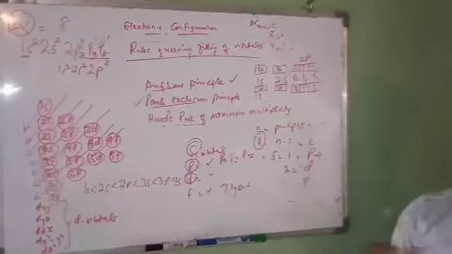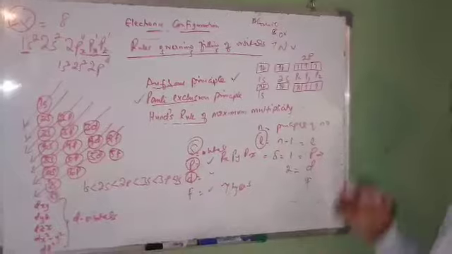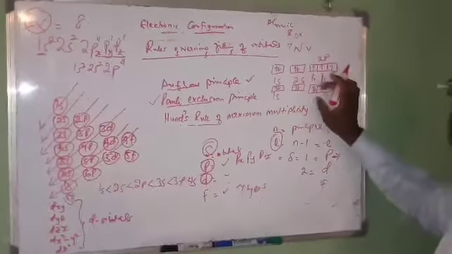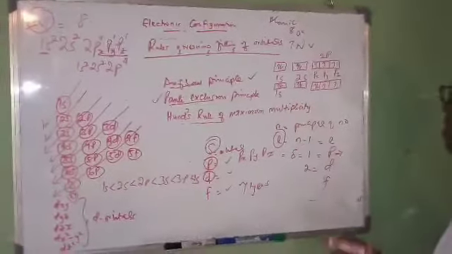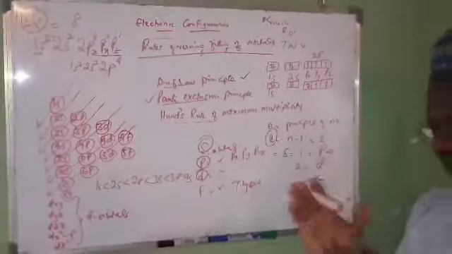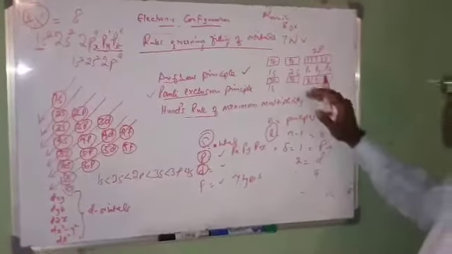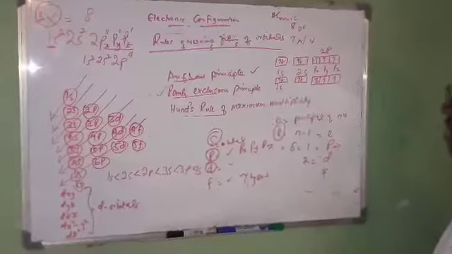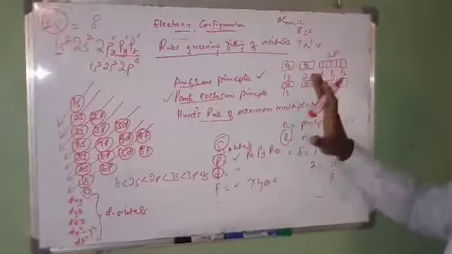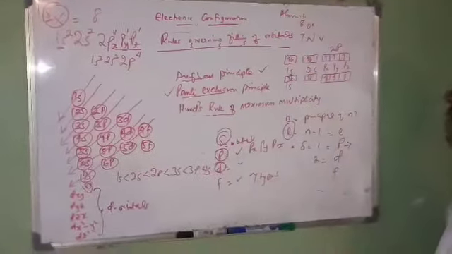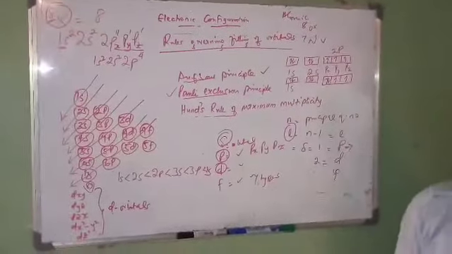This is just to reduce repulsion between the electrons. If they are of the same spin, what do you expect? There will be repulsion. So they have to be of opposite spin to reduce repulsion. So this is just what it takes to fill our electrons into orbitals.